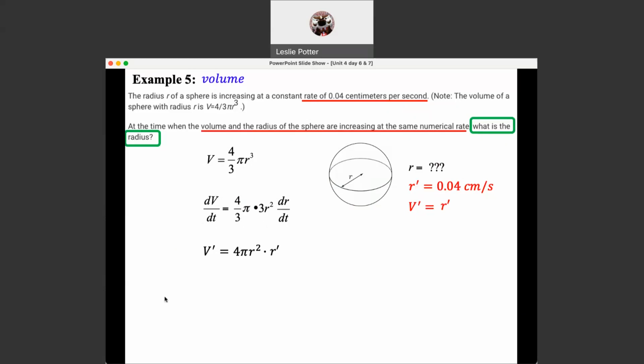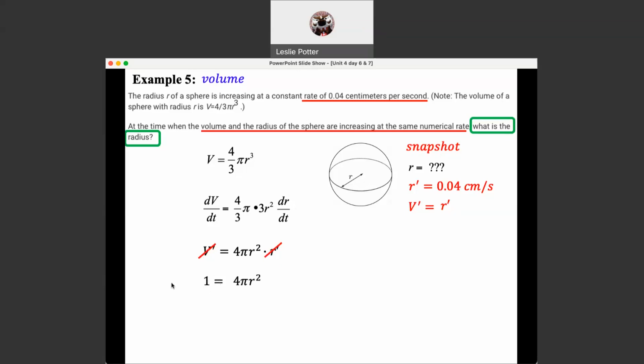Okay, so my snapshot really isn't going to help me here. I don't have a radius, so I can't calculate a volume, or vice versa. So that's not going to help us out anyway. But we do know that v prime and r prime are the same, so we can literally divide these out. So if I replaced v prime with r prime, and divided by r prime, we'd have 1 over here on the left. So we have 1 equals 4 pi r squared.